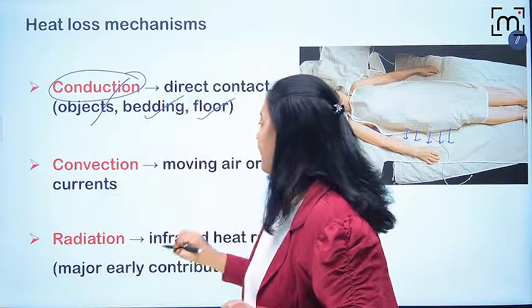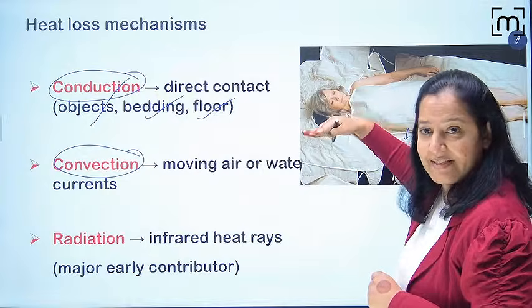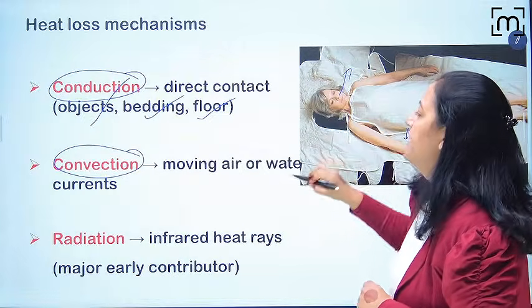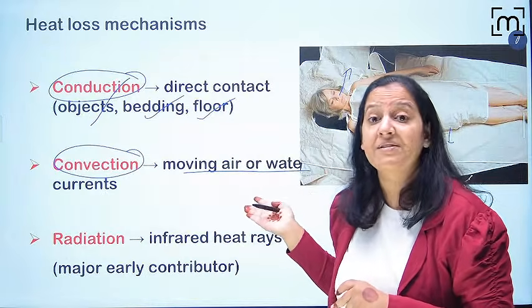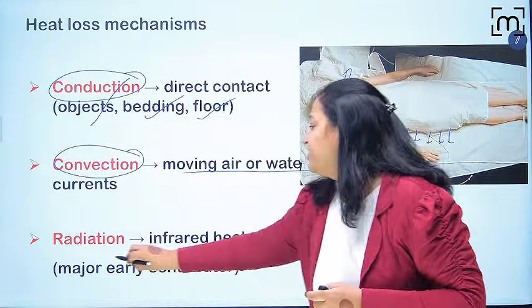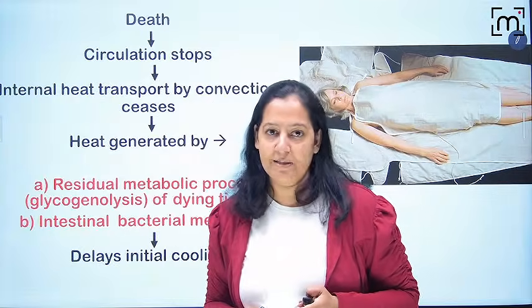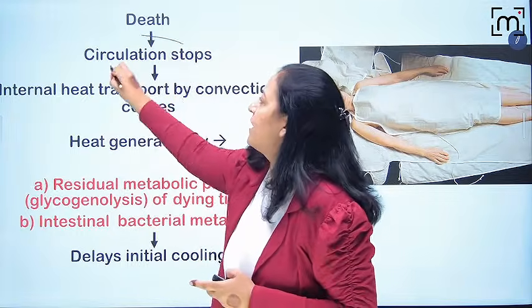Number two, convection. Air is all around, and air is a gas. So it is losing heat to the air molecules, moving air, or water currents. If the body is in water, sometimes death occurs in drowning. So in the water or in the air, that is convection. And via radiation also, the heat is lost. So by all three mechanisms, the dead body is losing heat. That is my point.